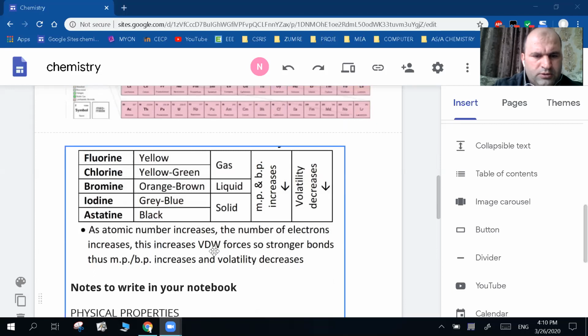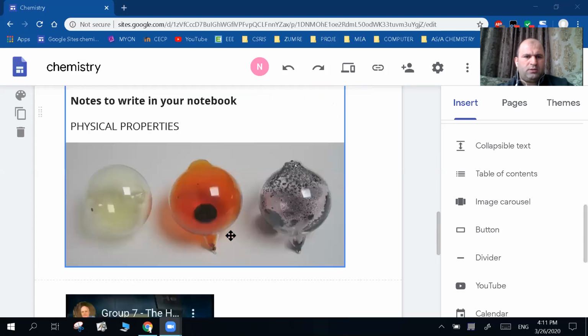You should be able to use the number of electrons to find the trend in the strength of van der Waals forces, and then compare the physical properties with this concept. That's it.